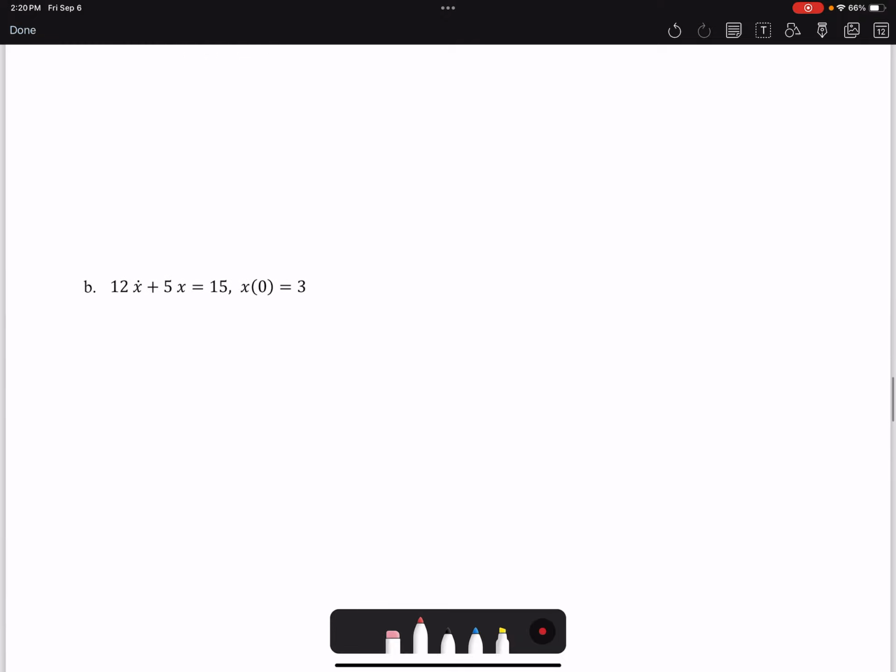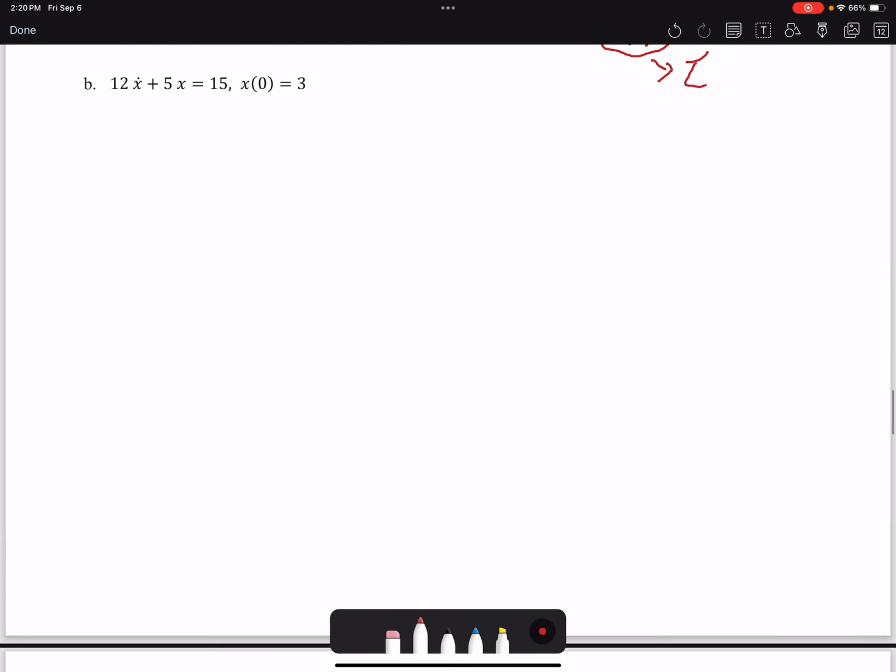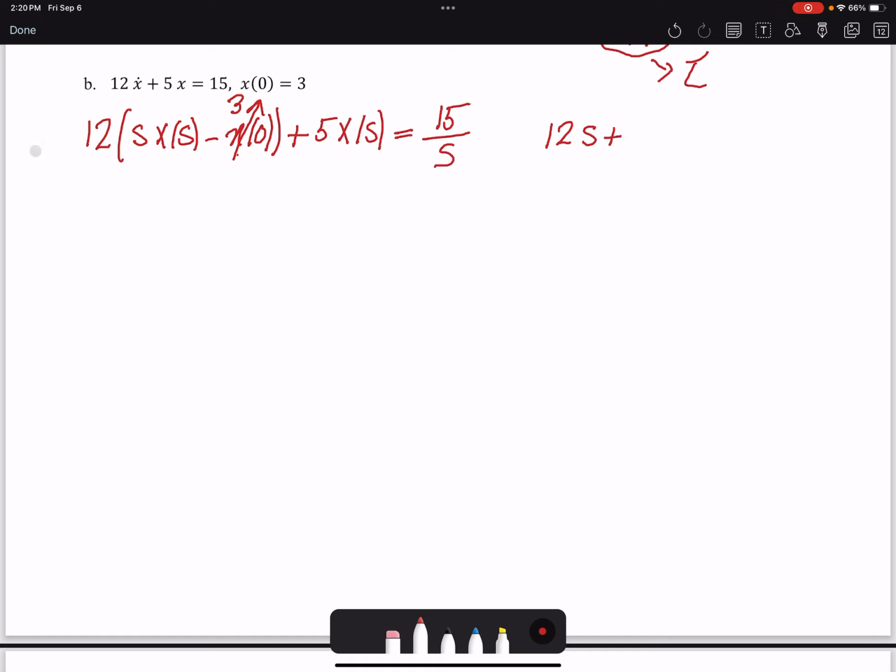For part B, we're going to do the same thing. Take a Laplace transform and then a Laplace inverse. So I have 12 s X(s) minus x naught plus 5 X(s) equals 15 over s. That's a common mistake, to forget to take a Laplace transform of 15. That value is 3. So I can factor: (12s + 5) X(s) will give me 15 over s plus 36.